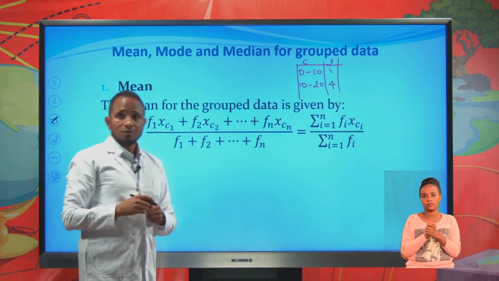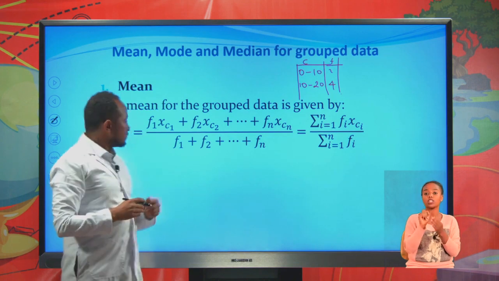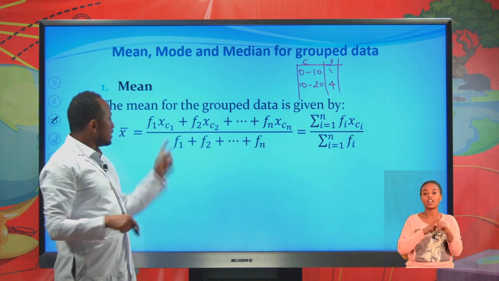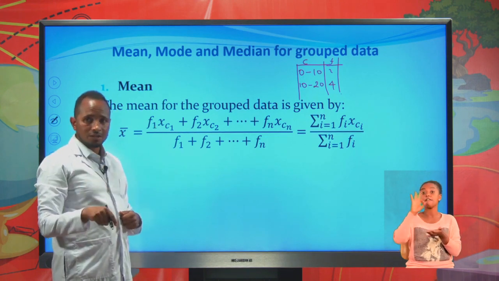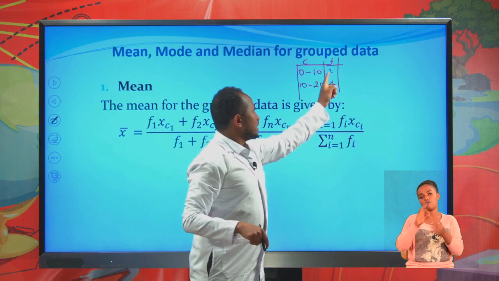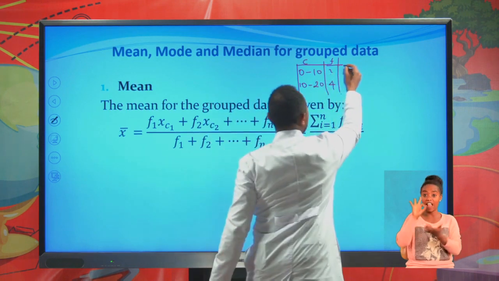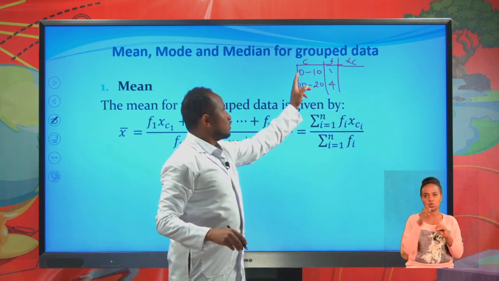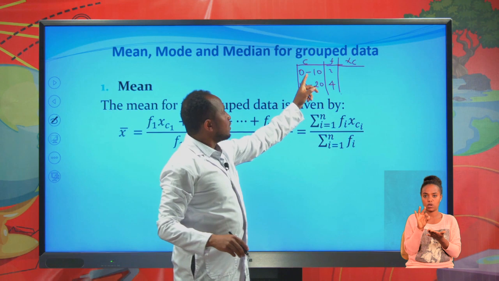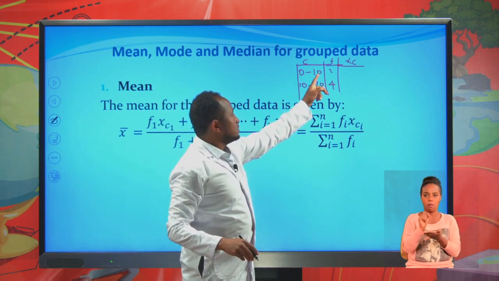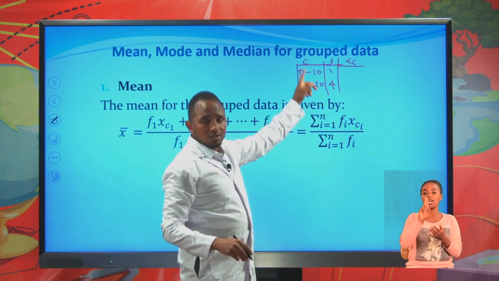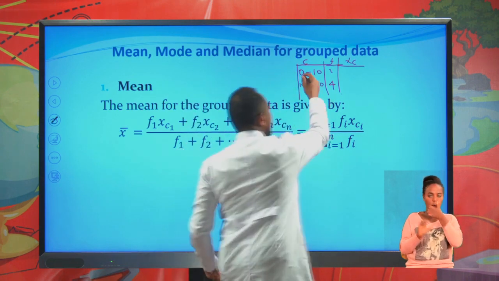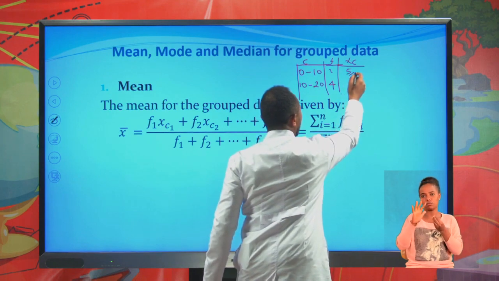xc is the class midpoint of the given class. For example, xc1 means the class midpoint for the first class. f1 means the frequency of the first class. Here, the frequency of the first class is 2. To find xc, you take the midpoint: add the upper class limit and lower class limit and divide by 2. 0 plus 10 is 10, divided by 2 is 5. The class midpoint for the first class is 5.